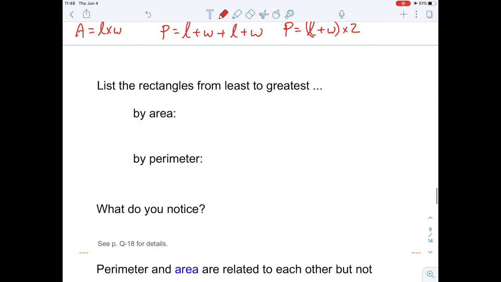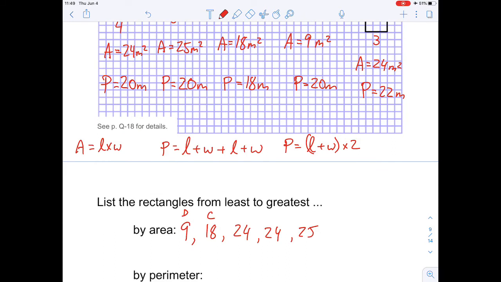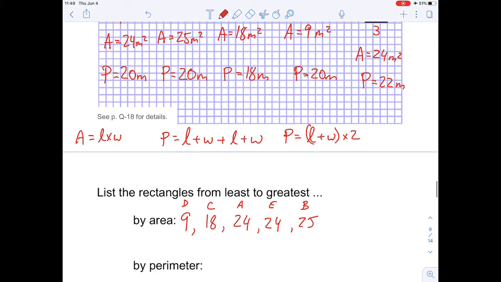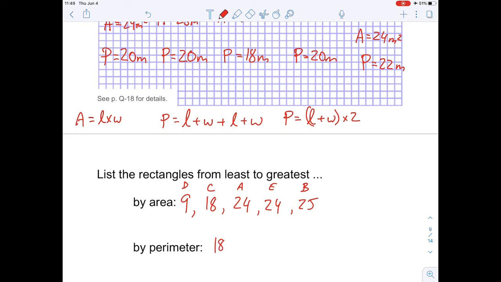So list the rectangles from least to greatest by area. C, A, E, and B. And by perimeter, we have 18, which is rectangle C. We have 20. We have three 20s actually, which is rectangles A, B, and D. And 22 is the biggest perimeter, and that is rectangle E.